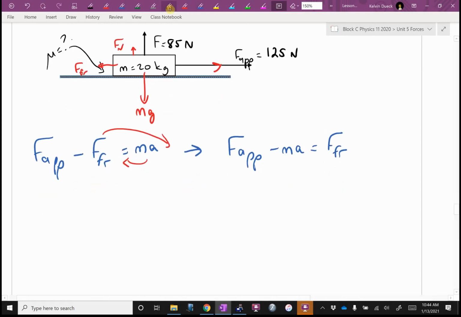Okay. How would I get the mu by itself? Boom. Boom. Do I know F applied? 125. Do I know M? Yep, 20. Do I know A? They told me. I don't know the normal force.